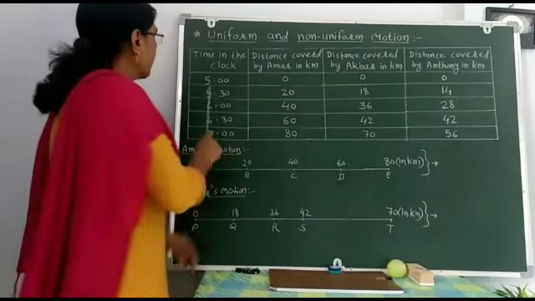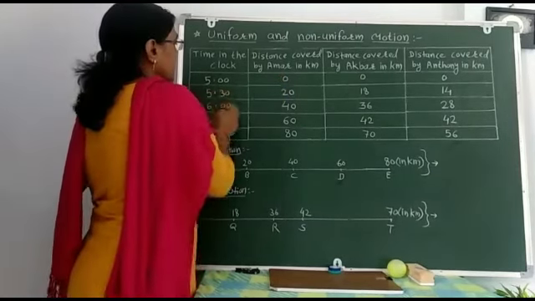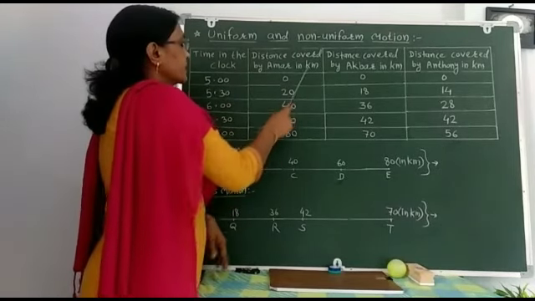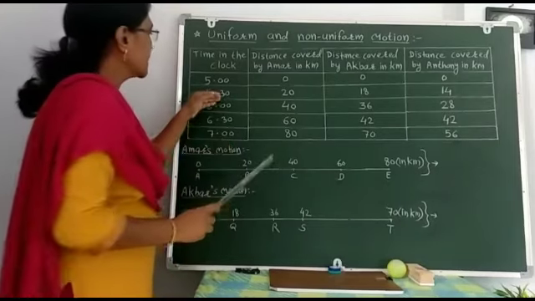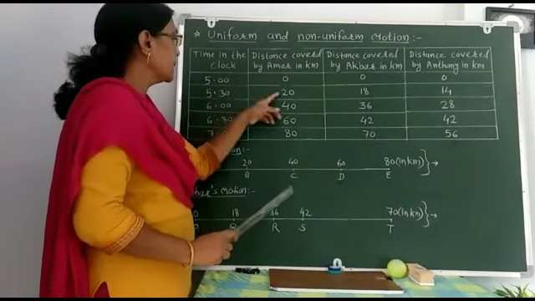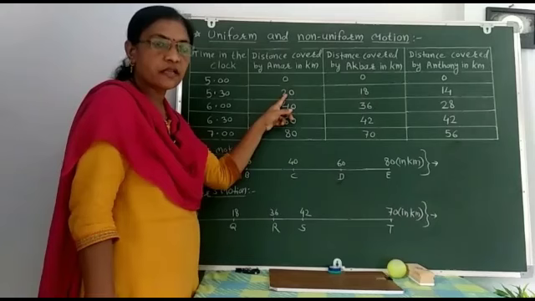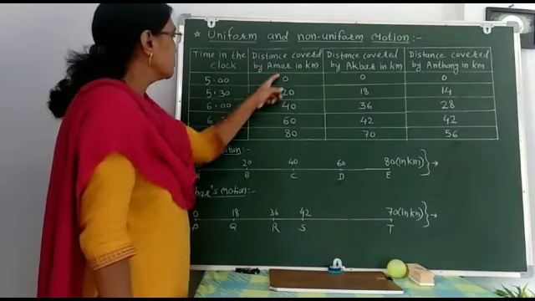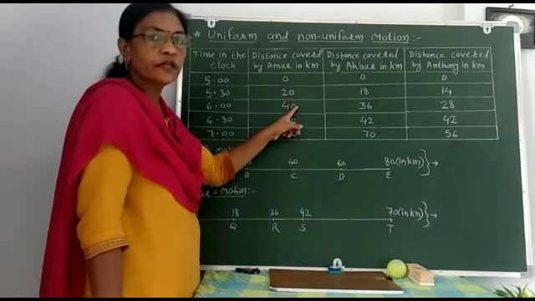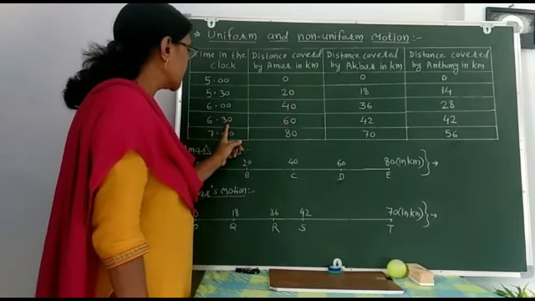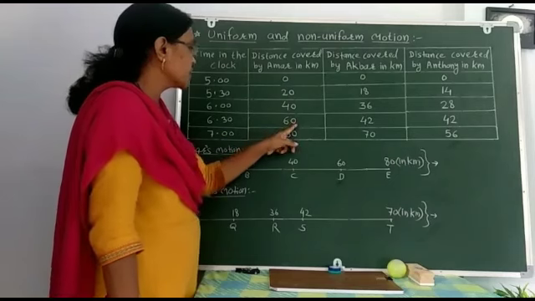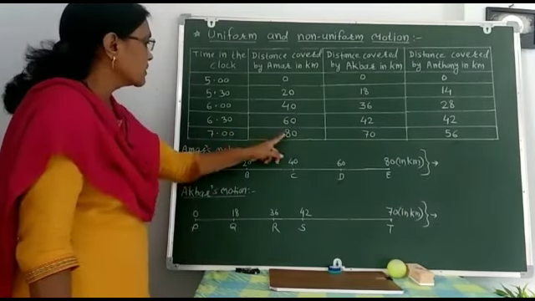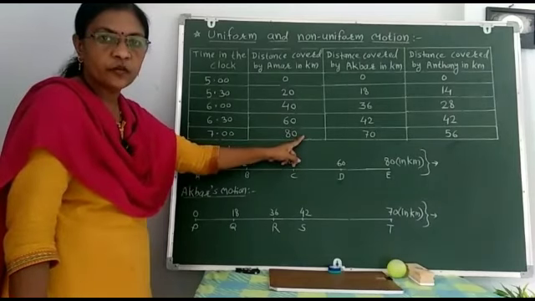Now at 5:30 distance covered by Amar is 20 kilometer. त्यामुळे 5:30 ला अमरने 20 किलोमीटर डिस्टन्स कव्हर केले. नंतर at 6 o'clock he covered the distance 40 kilometer. At 6:30 he covered the distance 60 kilometer. And at 7 o'clock he covered the distance 80 kilometer.